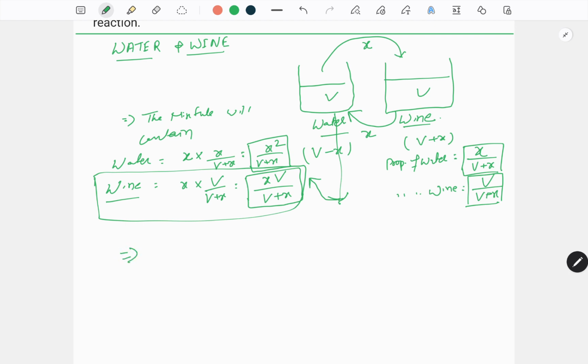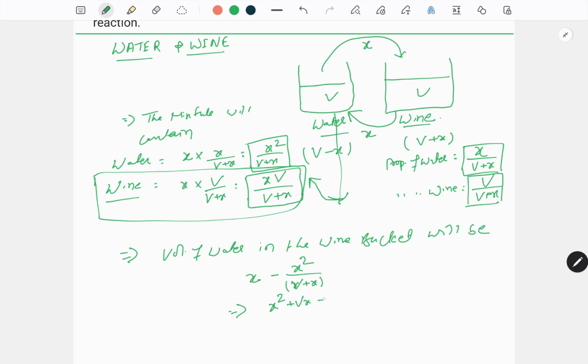Now let's calculate the volume of water remaining in the wine bucket. Initially we have X amount of water. Now we have transferred X square by V plus X from the wine bucket to the water bucket. If you solve this, you will get X square plus Vx minus X square, over V plus X, which is nothing but Vx by V plus X. So this is the amount of water in the wine bucket, and this is the amount of wine in the water bucket.